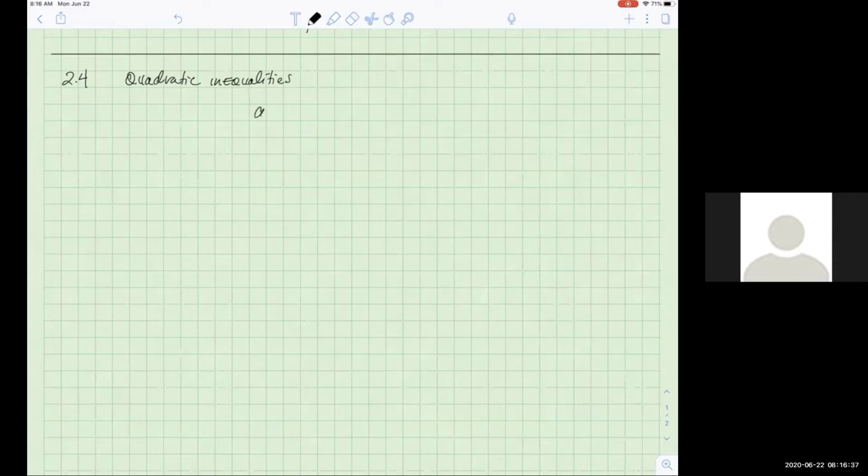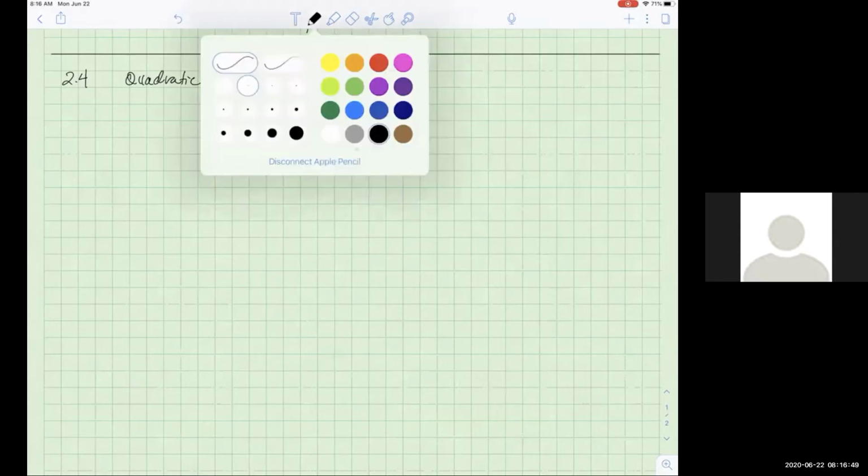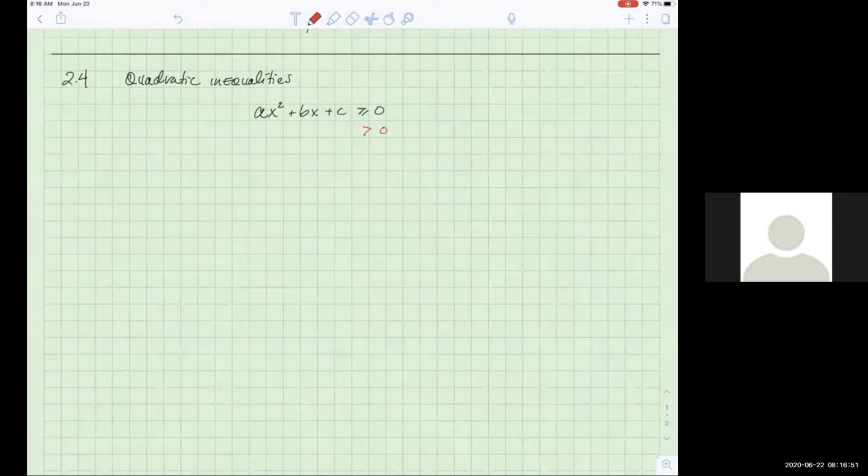That is to say, we're going to be taking these quadratic parabolas, excuse me, and we're going to talk about when are they greater than or equal to 0, or strictly greater than 0, or less than or equal to 0, or less than 0. And so we're going to be doing inequalities with these quadratics. So let's talk about how we're going to do that. So this is section 2.4.